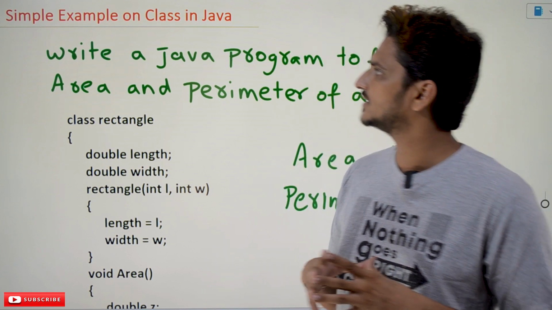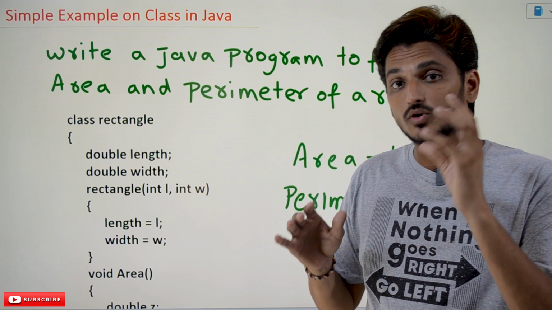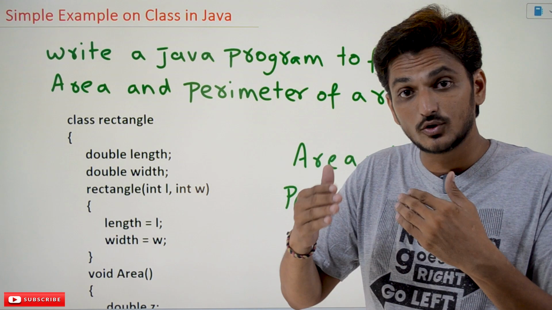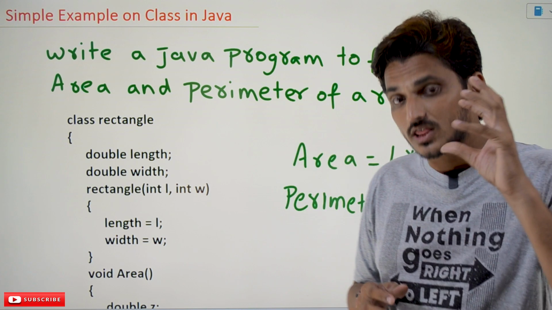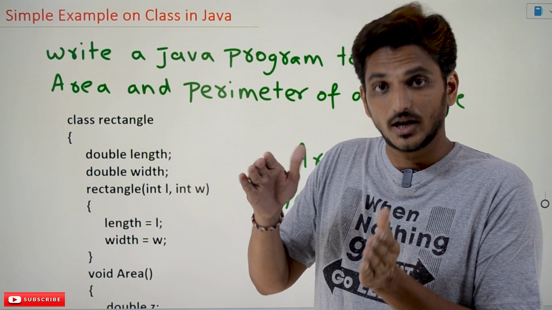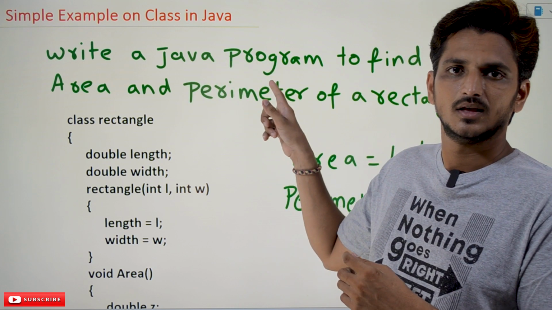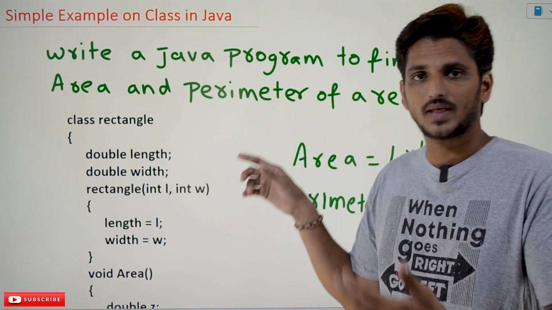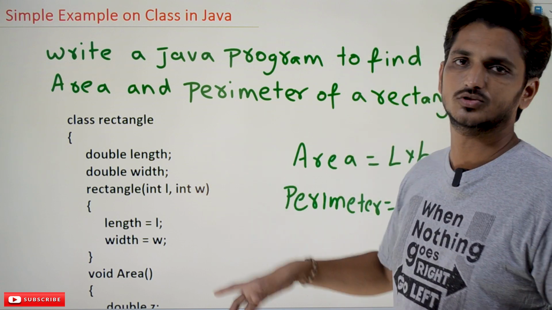Coming to today's class, take this question and try to write the program on your own. Decide how you need to design the class, what instance variables you have to take, and what methods you have to write, and design a class for this question. That is the best practice. After writing the code, then come check the solution.